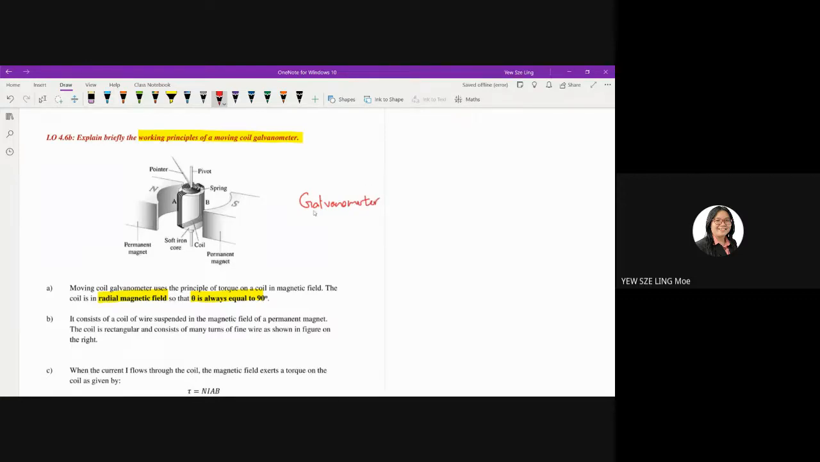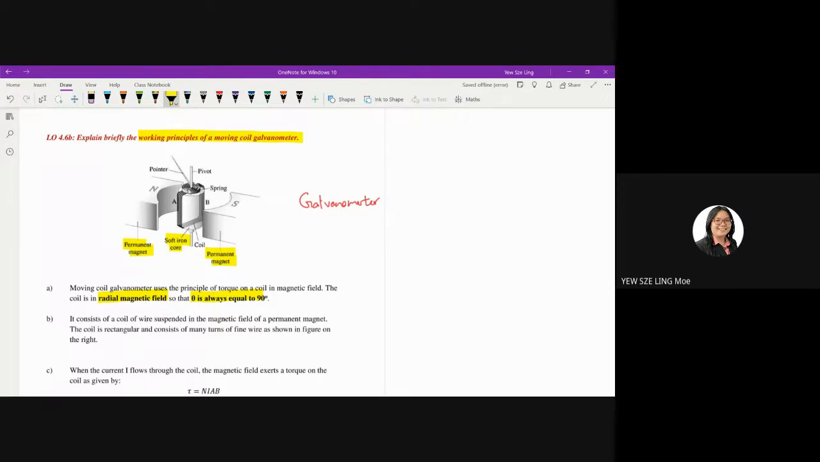That's why I cannot show you the actual product. But you can try to search online. I believe there are plenty of pictures online. So you have two pieces of permanent magnet on both sides. And in between them, there is a piece of soft iron core. The cylinder in the middle is the soft iron core.